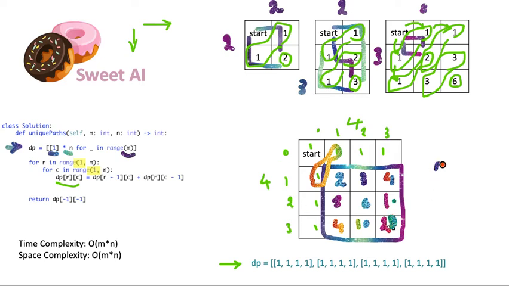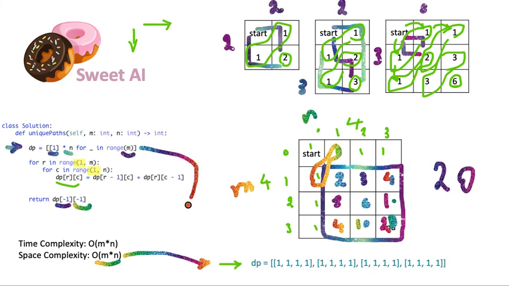So the number of unique paths is going to be 20, and this is what we are going to return at the end, which is the last row and the last column. The time complexity for this solution is going to be O(m by n), because we have m rows and n columns which we are going to iterate over. And the space complexity is going to be O(m by n) too, because we are using dynamic programming, which is the grid that we are building at this point.